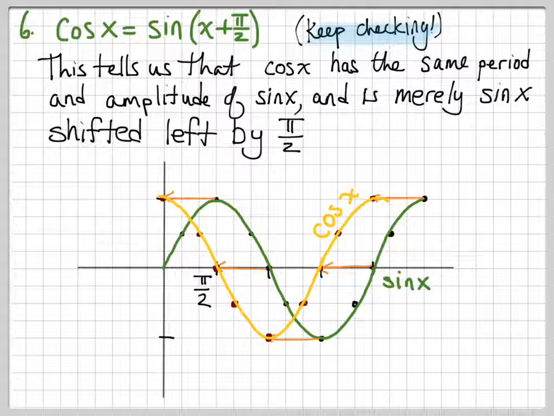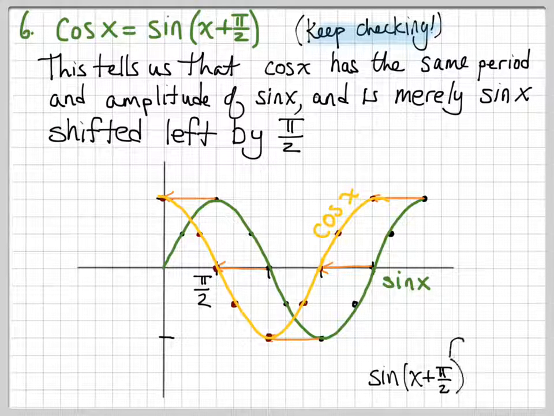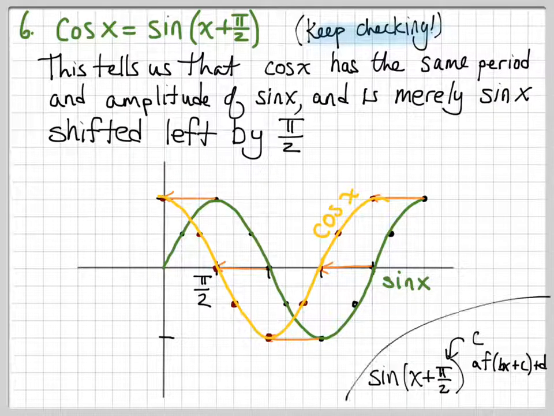Okay, so now to graph cosine of x. Cosine is sine of x plus pi over 2. And if you remember, when we tried to graph sine of x plus pi over 2, this is our c value in a f of bx plus c plus d, which means that the graph of sine of x plus pi over 2 just slides left by pi over 2 to give us the graph of cosine.